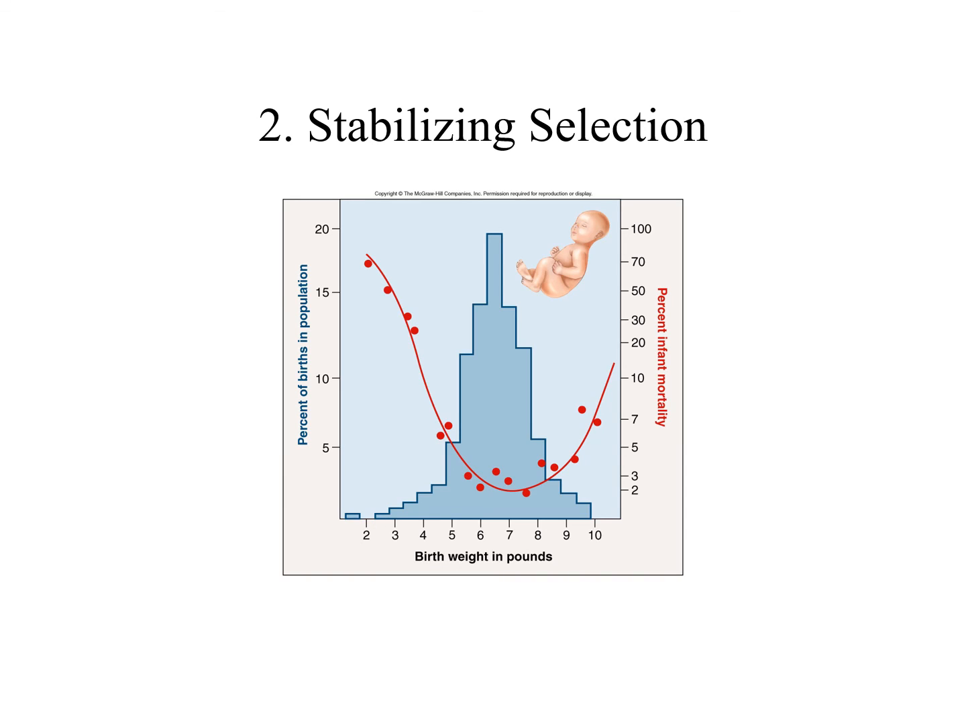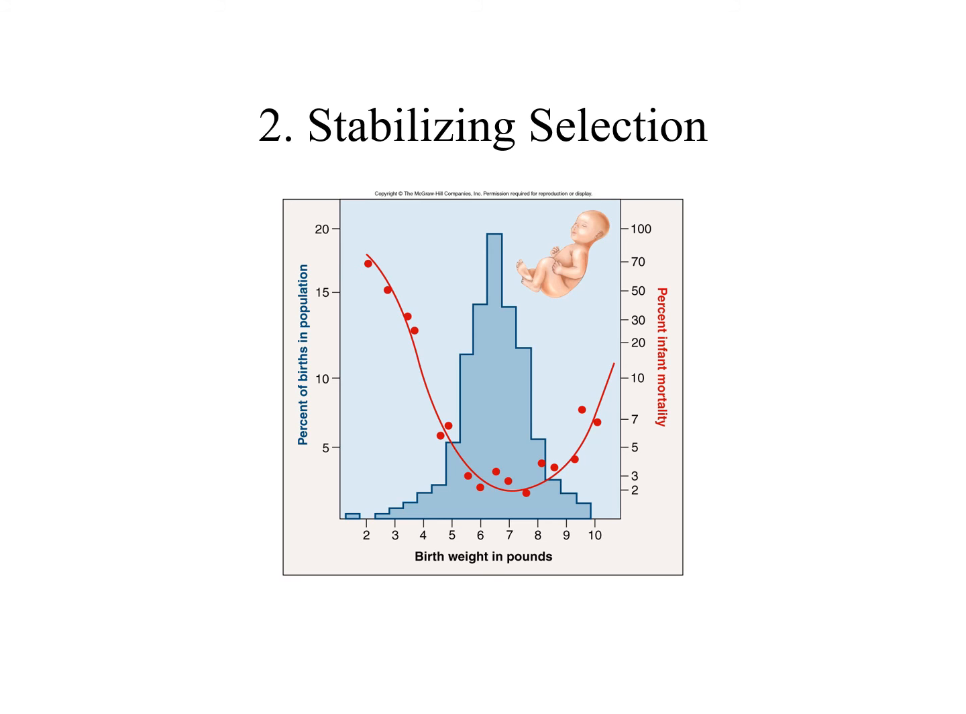Okay, second mode of selection is called stabilizing selection. An example of stabilizing selection that I think is really interesting is human birth weight. To the degree that the size of a baby at birth is genetic, historically we have been under the constraints of stabilizing selection. In stabilizing selection, the individuals in the middle of that range of variation are the ones that are favored.